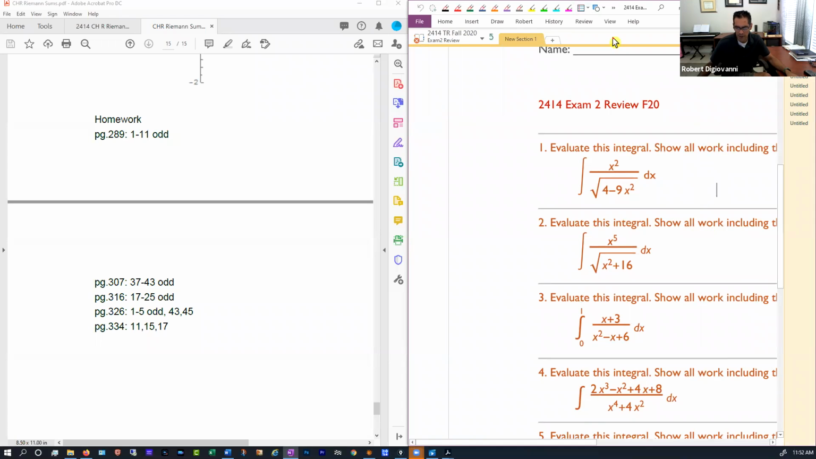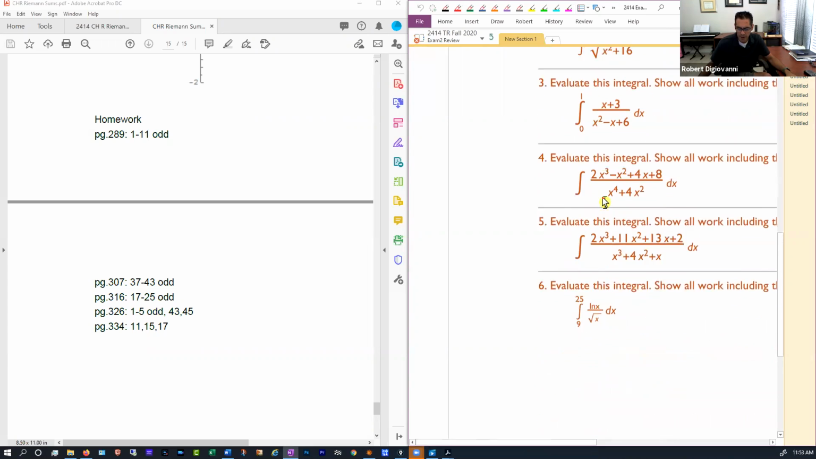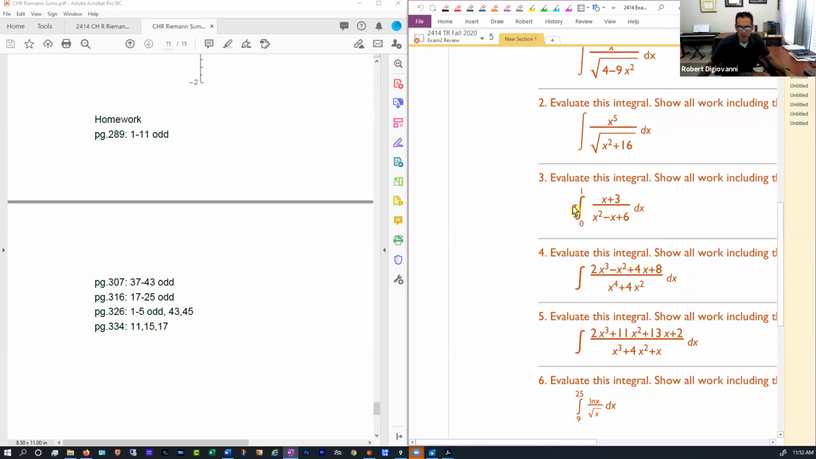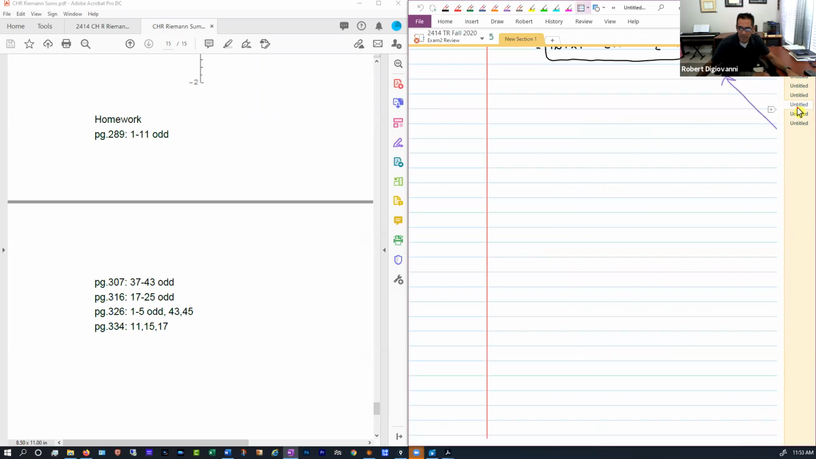Okay, there's the review. So you can see that on the review, there were 6 problems. 2 of them are definite integrals. So on the test, just know that I could throw that in there. Like number 3, this is a problem where you have to do some sort of partial fractions or something like that. But then at the very end, when you get your final answer, you have to plug in 1 and plug in 0 and then subtract the 2 answers. So I already worked that out, right?